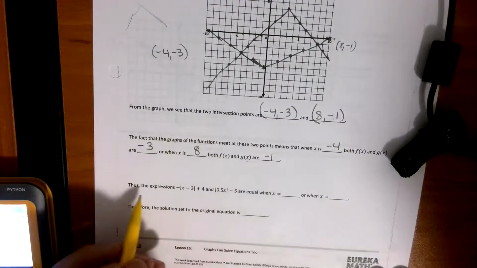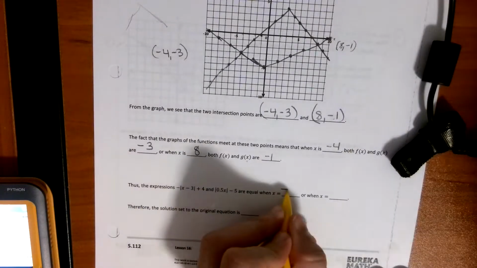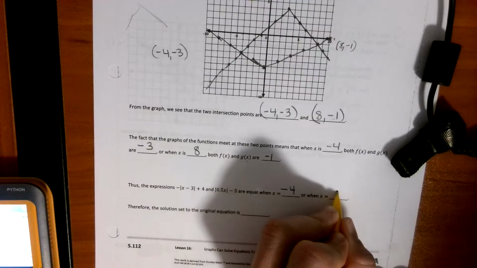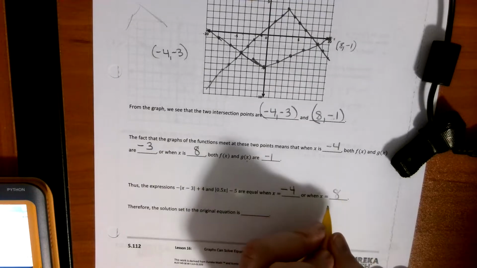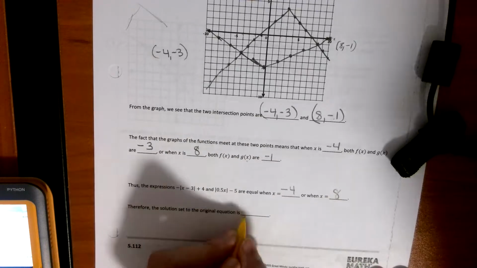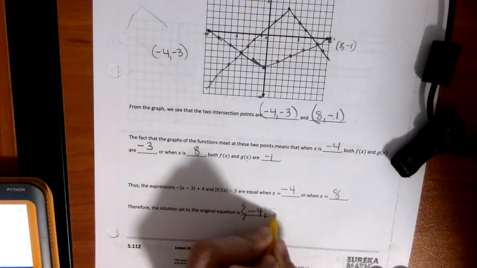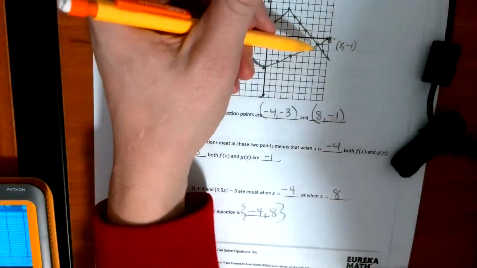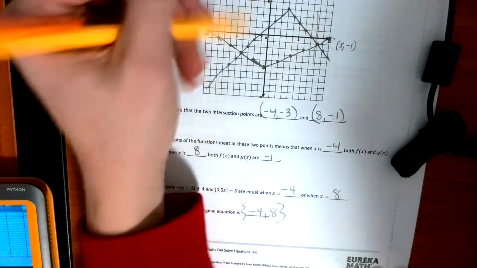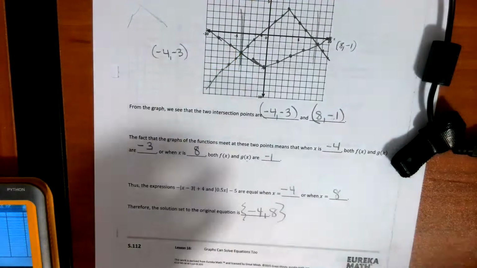Okay, so it says x is negative 4 when x is 8. Therefore, the solution of the original would be the two numbers we need. The solution set would be negative 4 and 8 are our x values. So a positive 8. So this is an x value, and there's an x value. Okay, so that's kind of what this is all talking about.